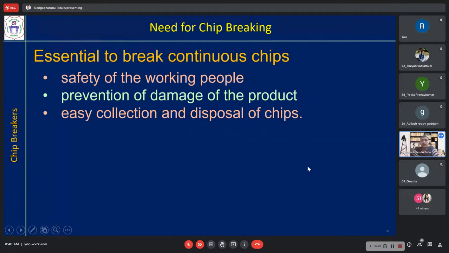Now, the need for chip breaking. So why do we need to break the chips? I have already discussed this, but let us quickly see these points. It is essential to break continuous chips because of the following reasons.